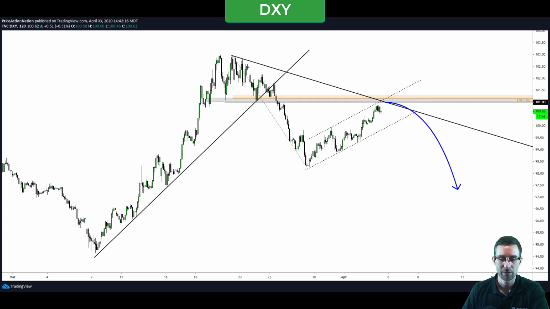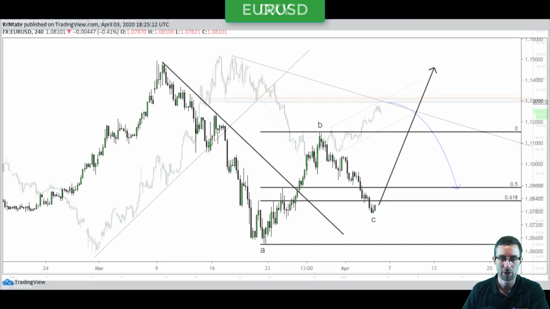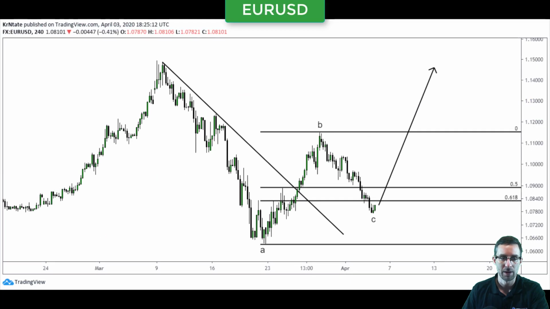I also want to share one that was shared by Karabu, those of you that know Karabu. He's looking for a long on the euro dollar. Now you guys know that the dollar and the euro dollar are pretty much inversely correlated, so these two setups by our two rank traders are busy lining up. He's looking for a long on the euro dollar on the 4-hour chart.